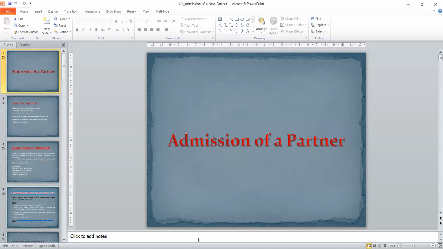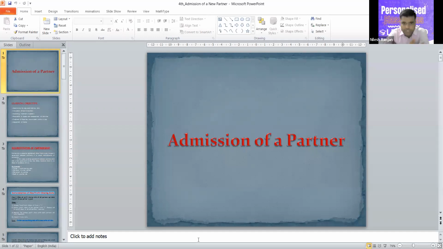So when we are running our business, we need some more persons for our business. The reasons behind this are different. There can be many reasons behind admission of a new partner, that we need a new person in our partnership. Can you tell me any one of the reasons behind admission of a new partner into the partnership firm?